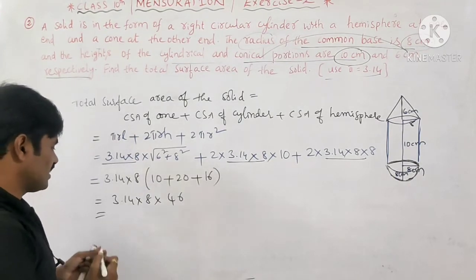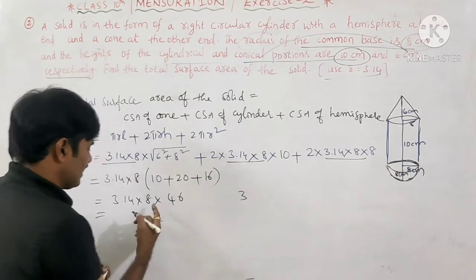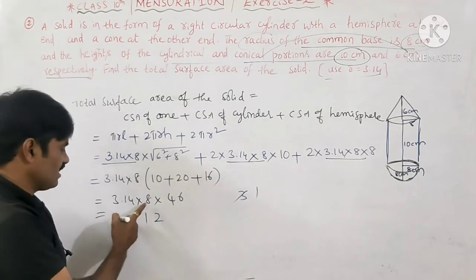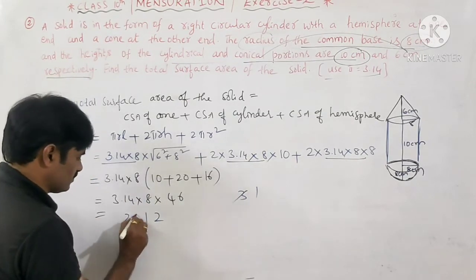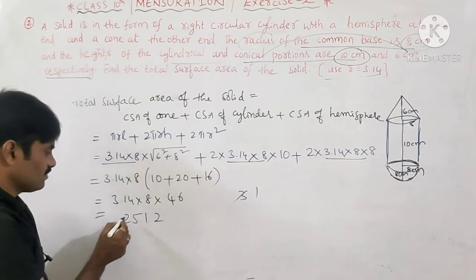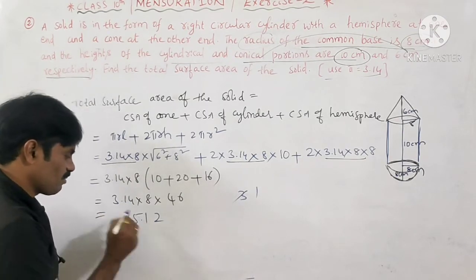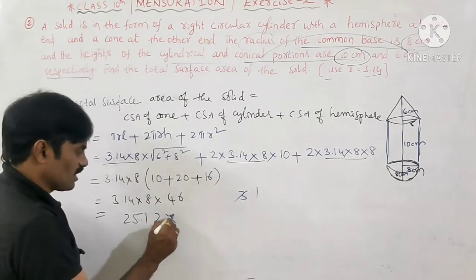How much? 8 4s are 32. Okay, clear? 8 1s are 8, plus 3 is 11. So 1 carry here, 1 here. 8 3s are 24, plus 1 is 25. As we know, after the decimal point there are 2 digits, so I am keeping a decimal point. 25.12 into what is remaining here?